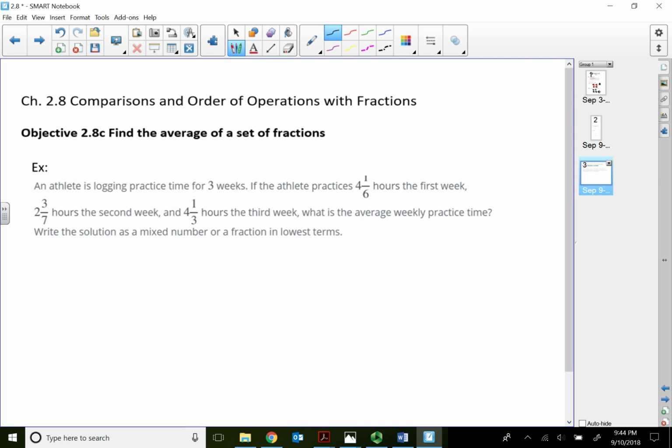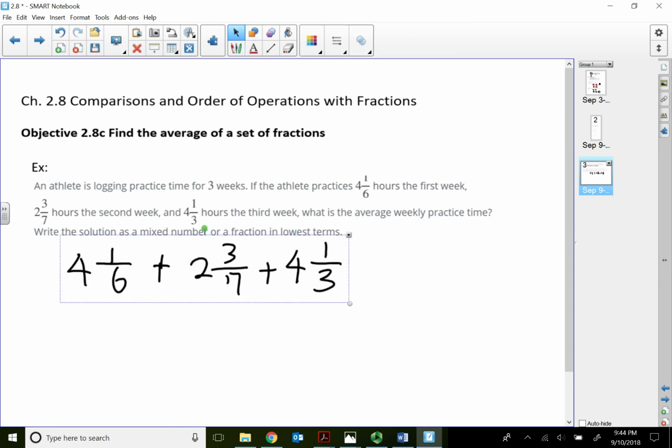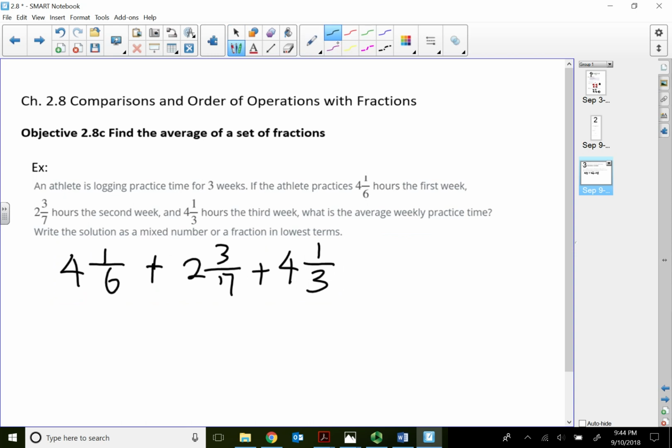That will be fine. So basically the idea is to add them up first and then divide by 3, because it's 3 weeks. So let's see what the LCD is between 6, 7, and 3. As you can see, the LCD between 6 and 3 is 6. Between 6 and 7, it has to be 42. So the overall LCD is 42.